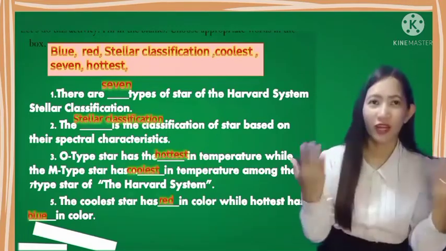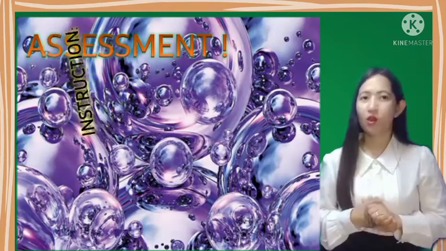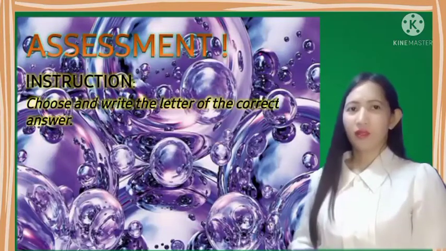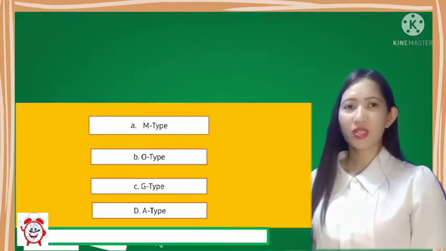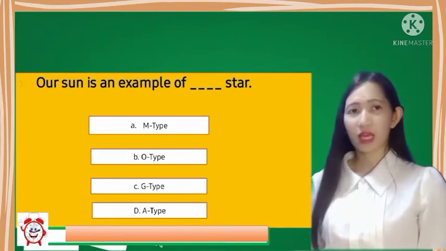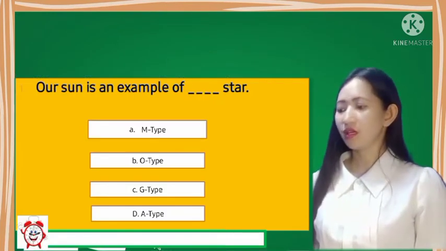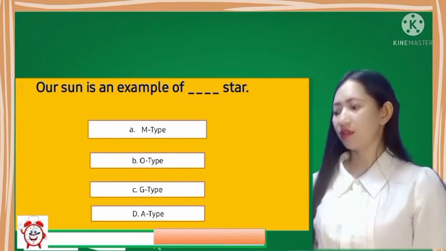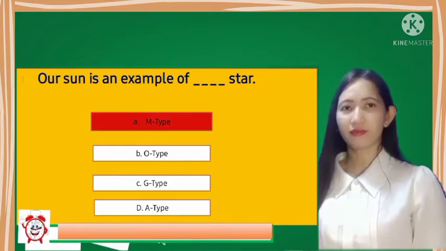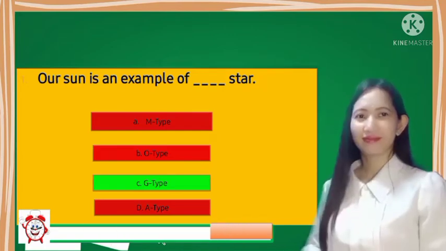Okay, I know that you are ready for our assessment. Let's do this, 1 to 5 multiple choice. Choose the correct answer and write the letter in your paper. Number 1. Our Sun is an example of blank star. A, M-type star. B, O-type star. C, G-type star. And D, A-type star. The correct answer is C, G-type star.